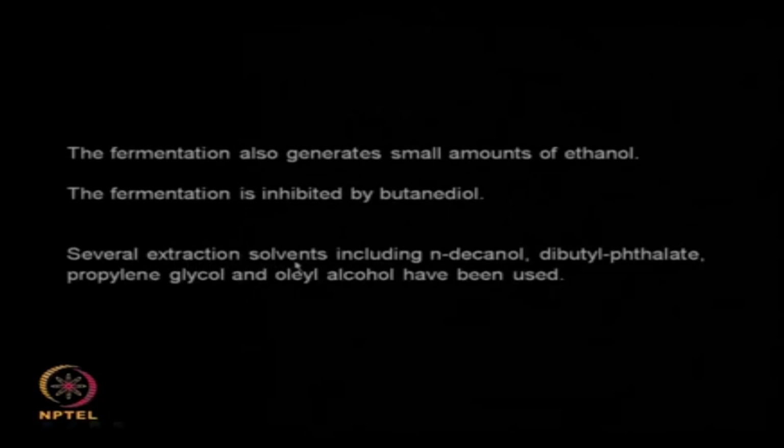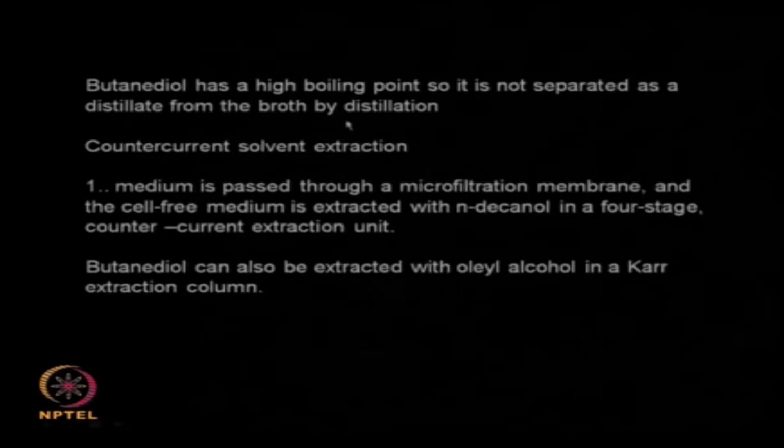So extraction is part of the fermentation here. Several solvents are used for extracting butanediol. It includes N-decanol, dimethyl phthalate, propylene glycol, oleyl alcohol. So you can use different solvents. Each solvent has different affinity to butanediol or partition coefficients to butanediol, and the yield of butanediol into these solvents depends upon the operating conditions also. Butanediol has a very high boiling point. So you cannot use a distillation column and hope to get butanediol at the top of the distillation assembly. That is the main problem. So extraction is the only way of extracting butanediol after the fermentation.